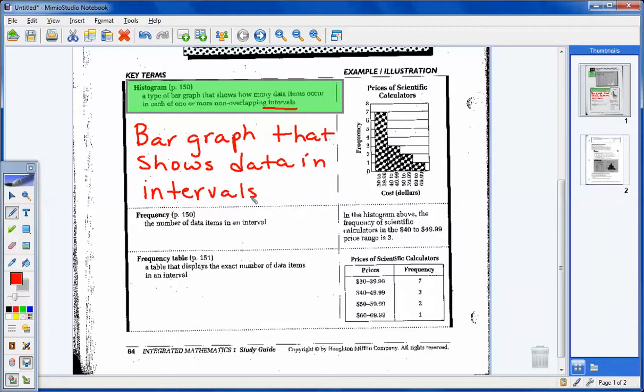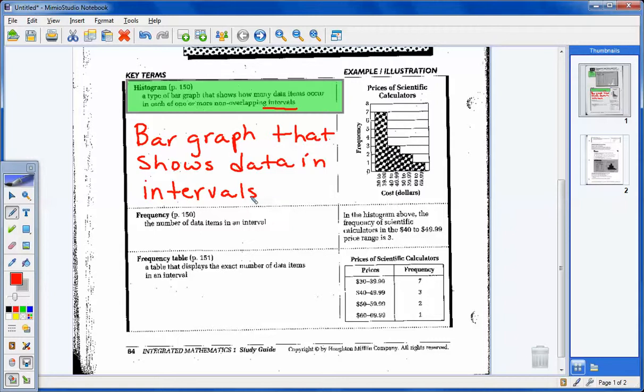Okay, so a bar graph that shows data in intervals. And over here they're talking about the prices of scientific calculators and a cost right here. And the first interval is $30 for how much here in your notes? Take a look. What's it say in your paper? What's it say down here? What's the interval for price in that first bar?